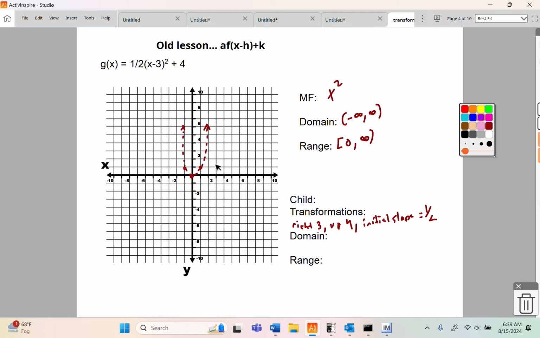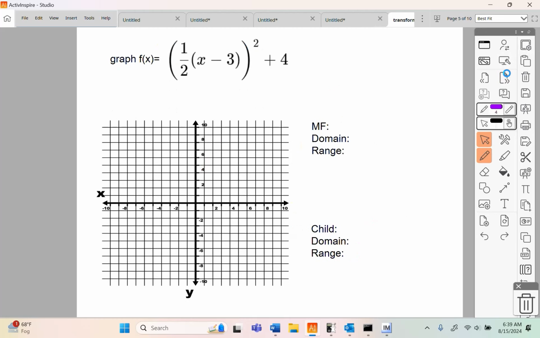So right 3, up 4 is going to put me about right here. And the initial slope is simply a half. And that makes this thing wider. So hopefully I got a little squiggly there. It shouldn't have. But that's a vertical compression. Domain is still going to be negative infinity to infinity. The range, the low y value is right there where y is 4. So 4 to infinity.